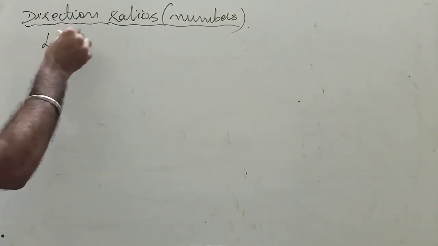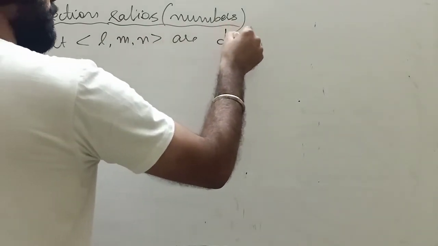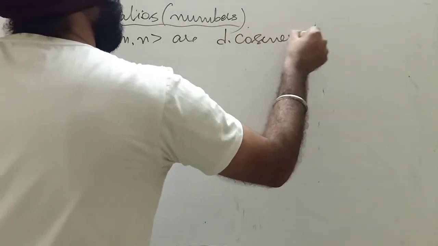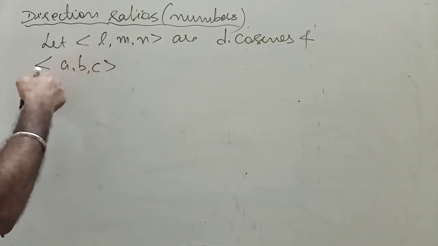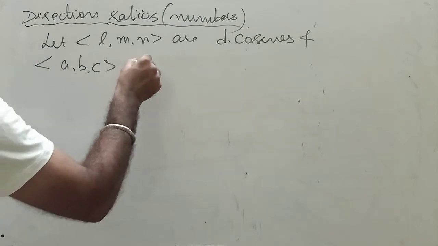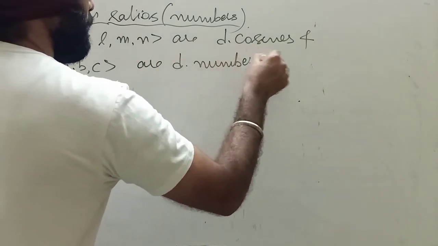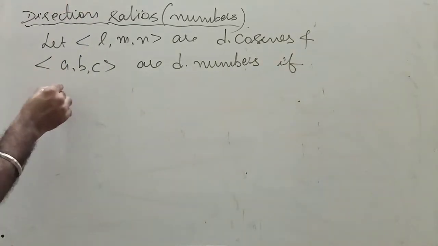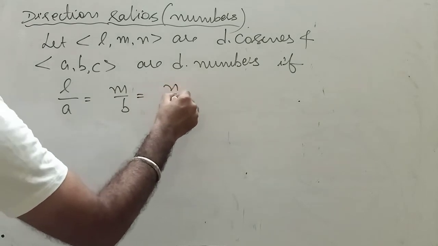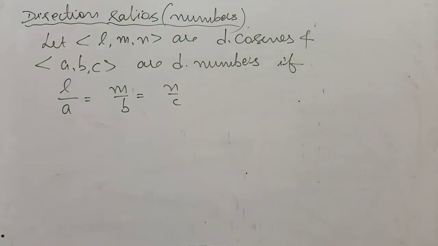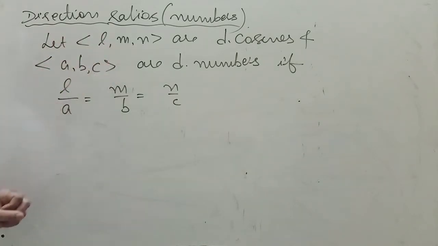Let l, m, n be direction cosines, and a, b, c, with the same notation as direction cosines. Then a, b, c are direction numbers or direction ratios if l over a is equal to m over b is equal to n over c. It means these are the numbers which are proportional to the direction cosines.